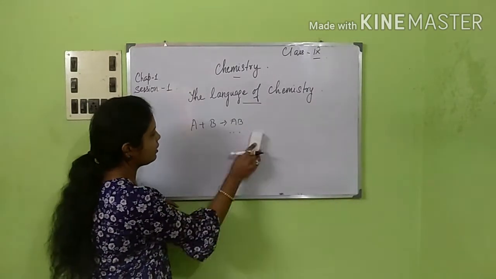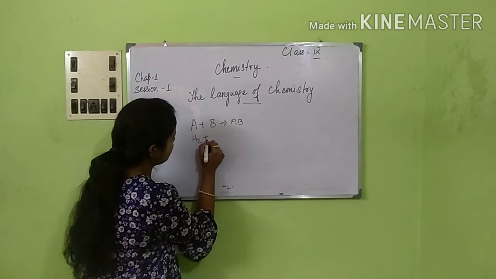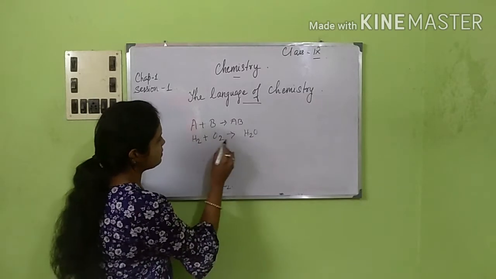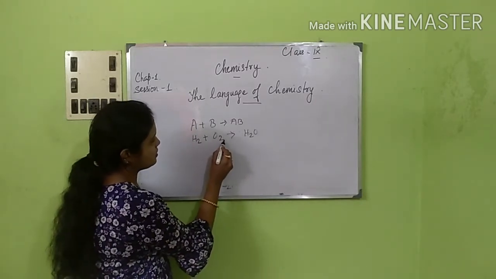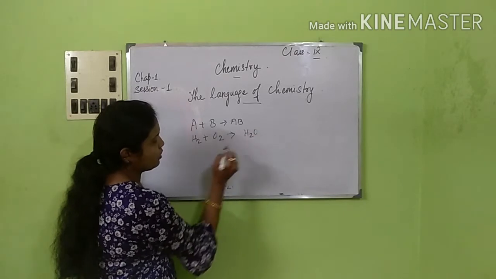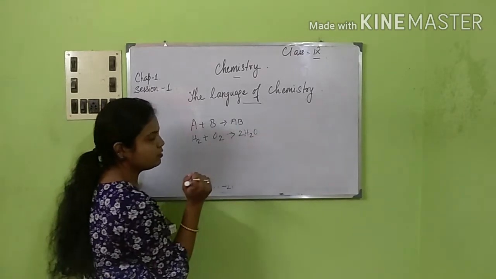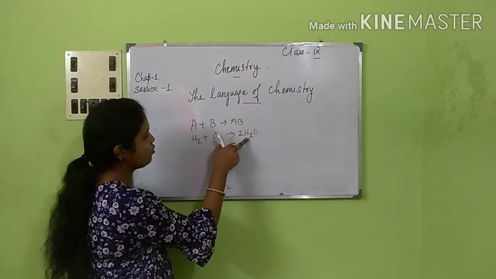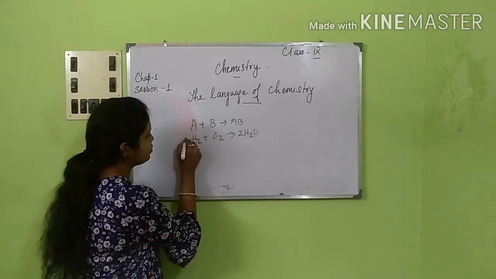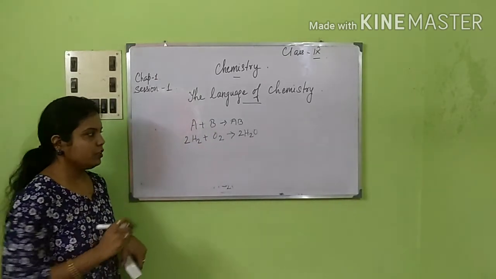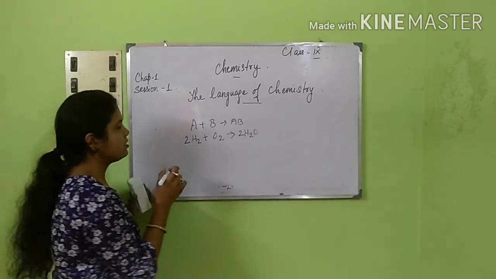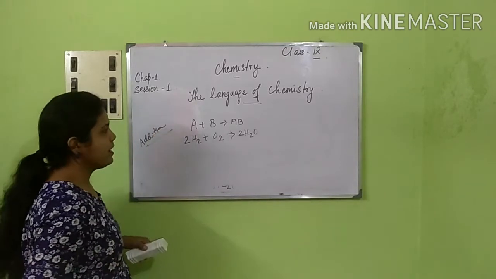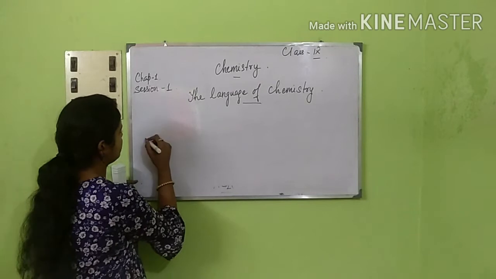Or rather you can take it like H2 plus O2 will give you H2O. Now you can see here this is having 2 oxygen on the left, and here is only 1 oxygen. That means you need to multiply by 2 here to get 2 oxygen. And as hydrogen on the other side is becoming 4, we need to multiply by 2 here so that it becomes 4 here. This is the addition reaction. Next, coming to the synthesis reaction.